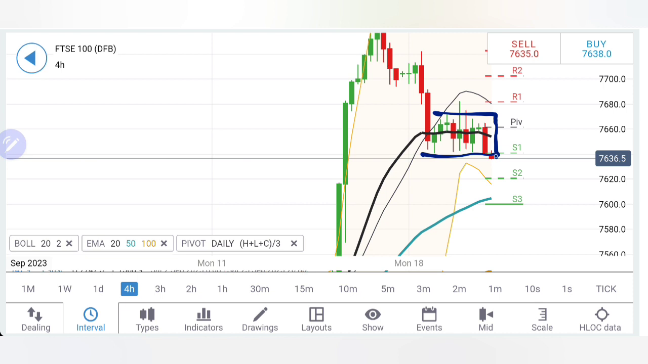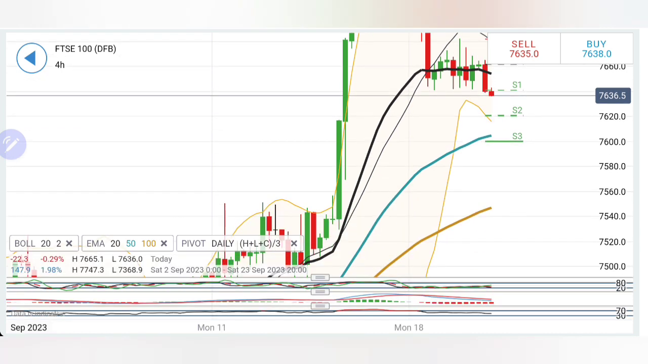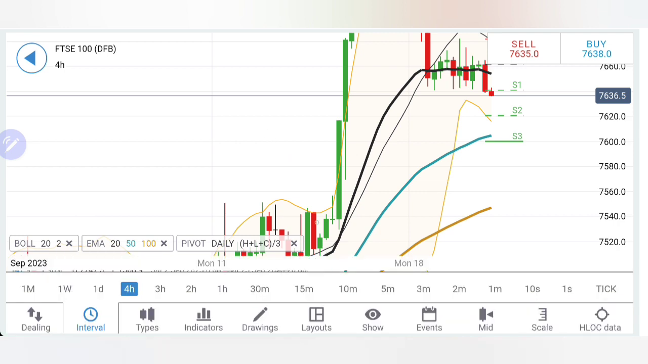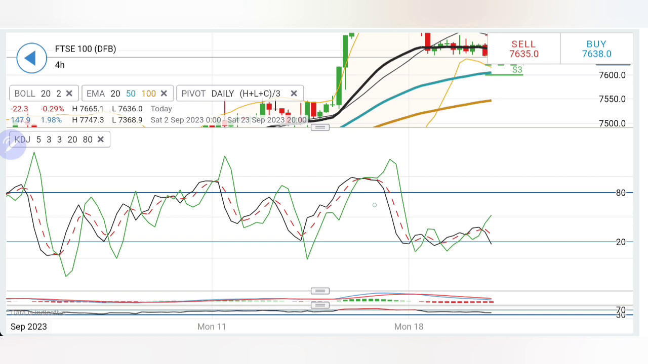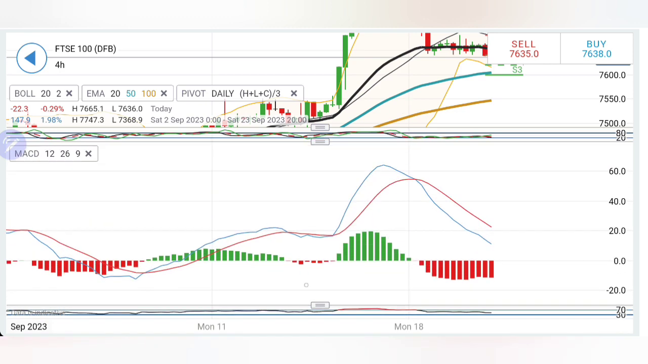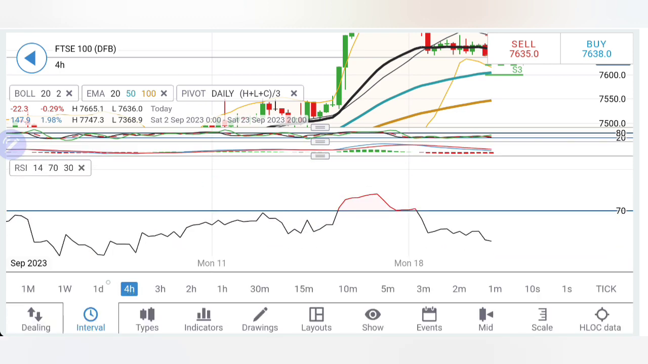Below 7630, stay short for 7620 and 7600 levels, very strong. And then 7580, 7550 levels will be seen. 7550 is the ultimate support here on the downside. Stochastic oversold. MACD divergent, MACD bearish. RSI is also looking down.